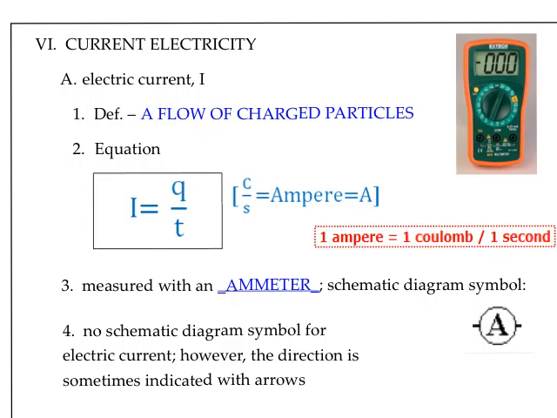Now for current itself, there's no schematic diagram for electric current. However, you might see the direction indicated with arrows, and it would flow from the positive end of the battery to the negative end of the battery.